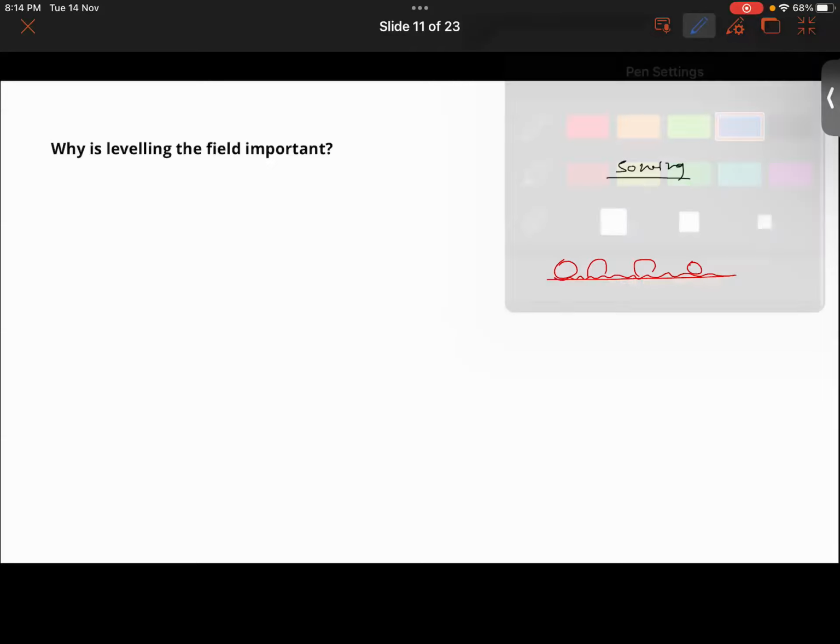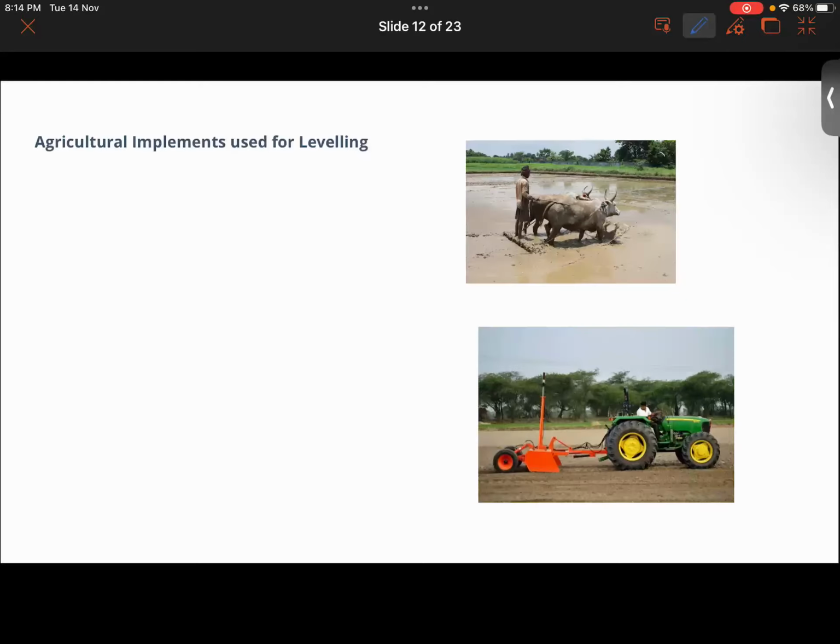So look, basically what happens now, the ploughed soil will be leveled. There are different implement strategies used for the leveling. We can simply use a wooden log. We can either use a wooden leveler or an iron leveler as well, the one that you are seeing in the second image over here.